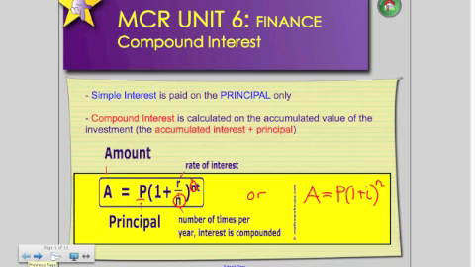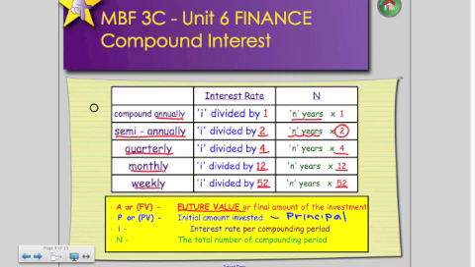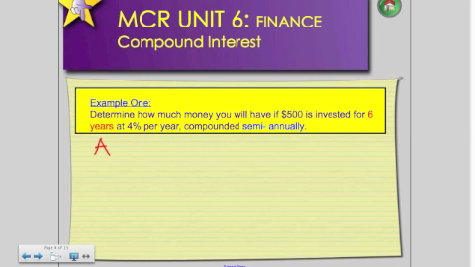Final amount A is equal to the principal multiplied by 1 plus I to the power of N. And according to our exponent and BEDMAS rules, we always do the brackets and exponents first before we multiply by our principal. Okay, so using that formula, we're going to complete question number 1. So A is equal to P times 1 plus I to the power of N. Well, first of all, we have to determine what our principal is. So the $500 is the initial value that we're investing. Determine how much money you will have if $500 is invested for 6 years at 4% compounded semi-annually.